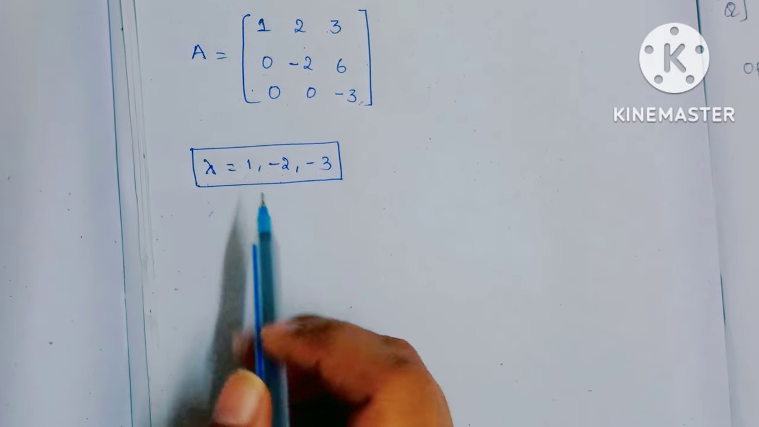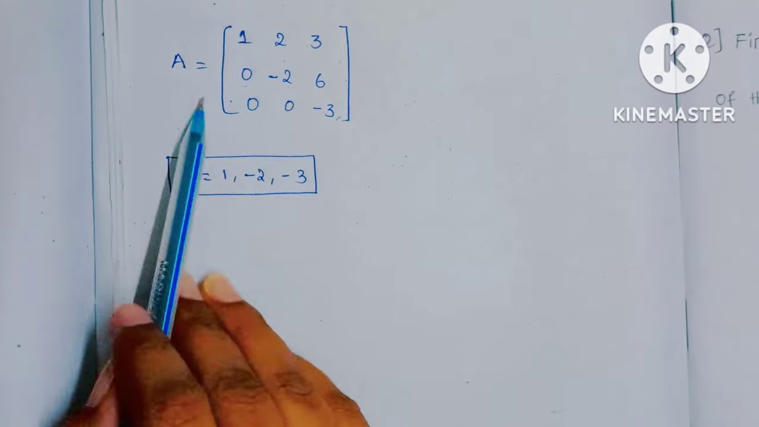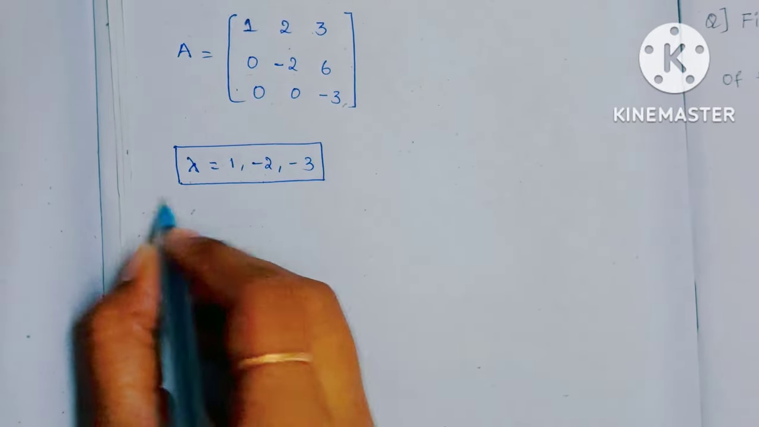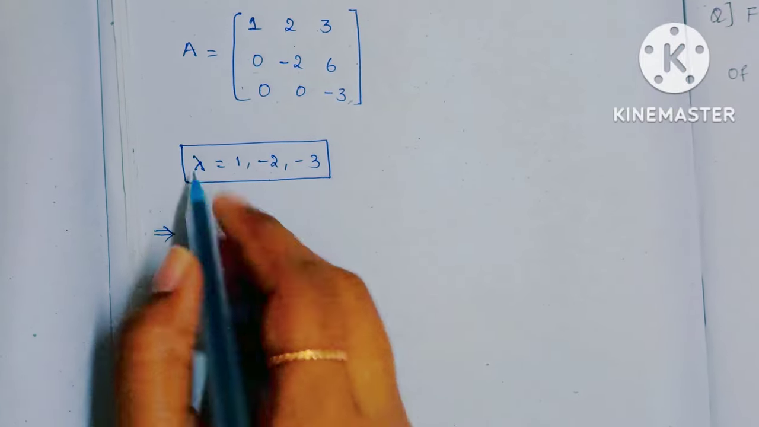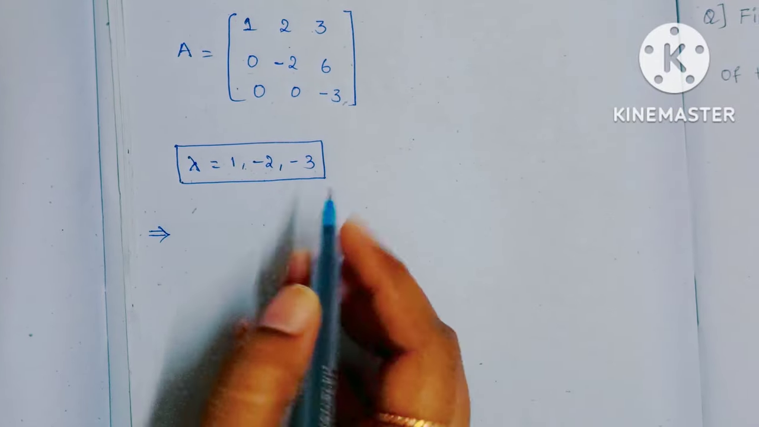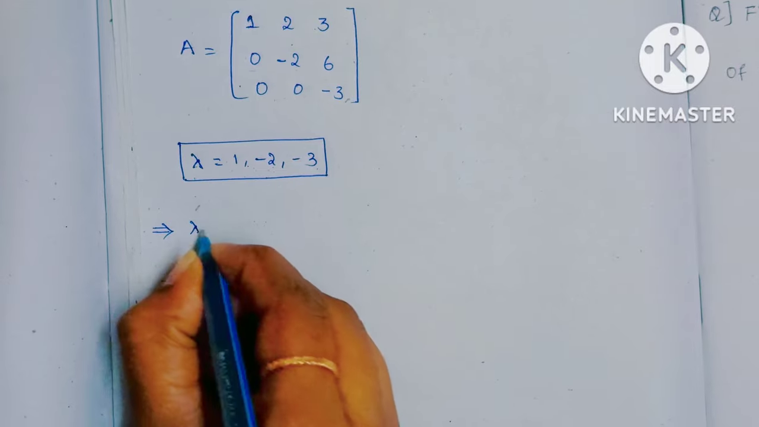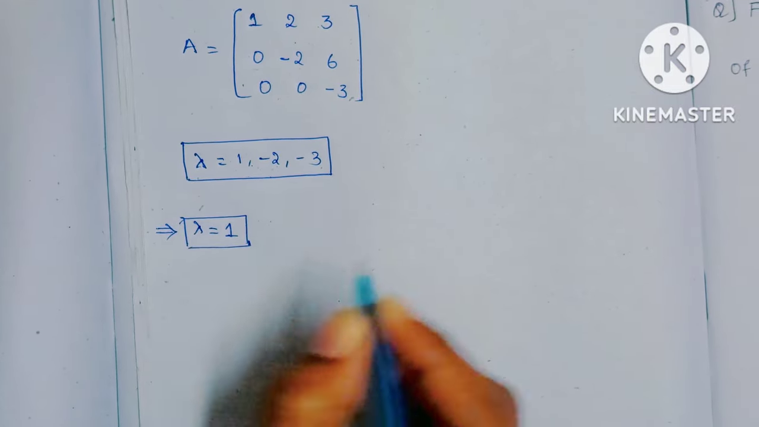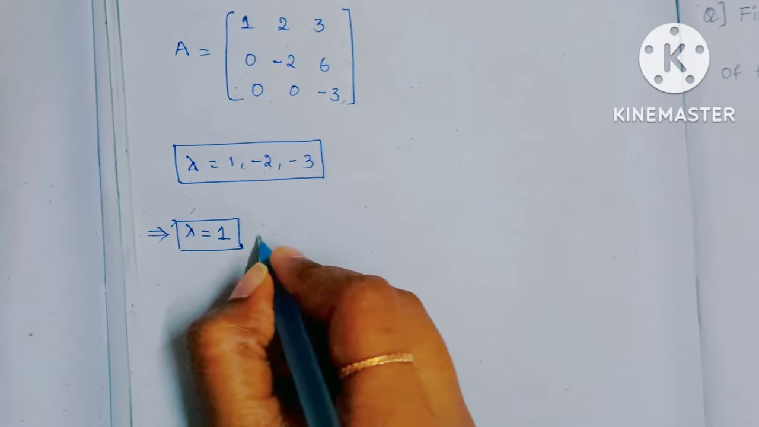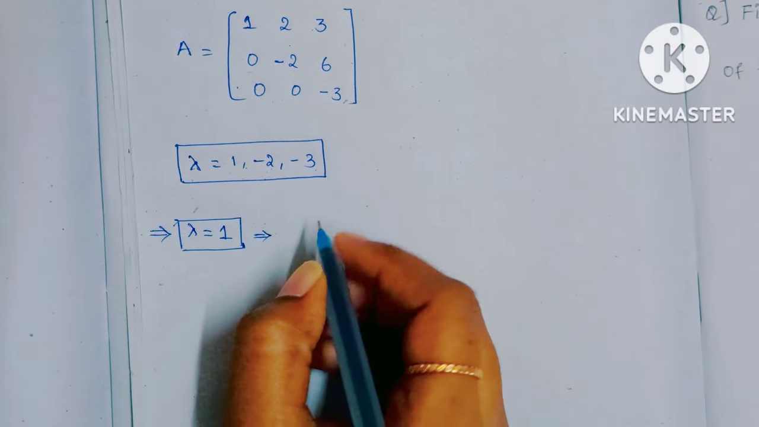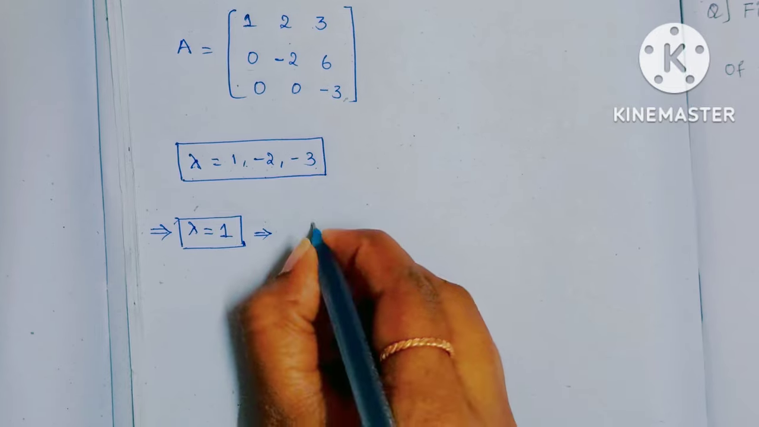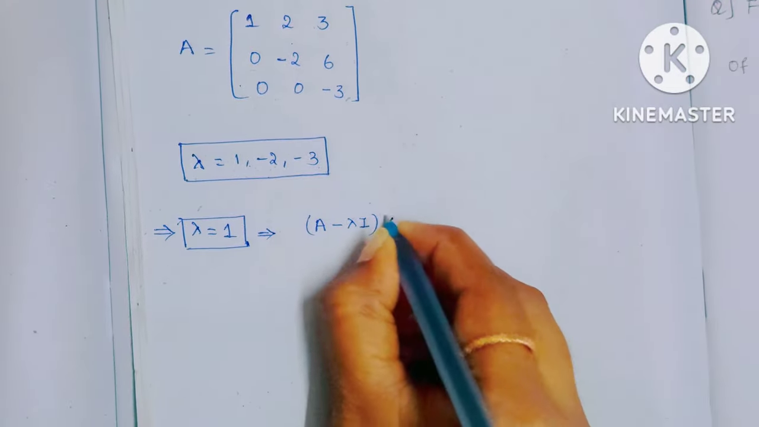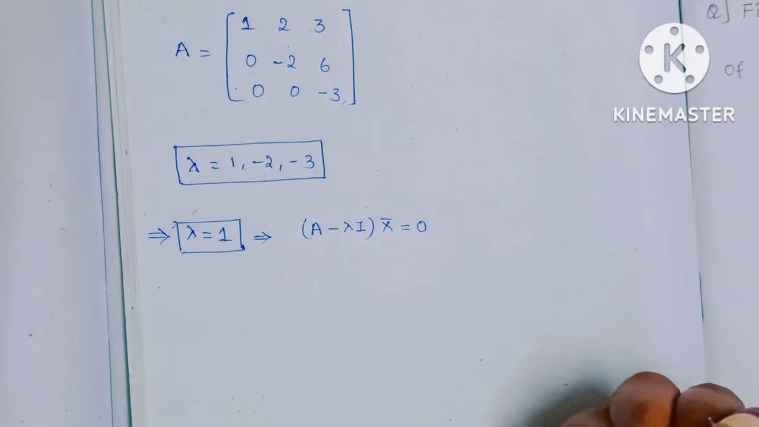Next, we have to find the eigenvectors. Here I wrote the given matrix A and the eigenvalues. We know that the eigenvalues are 1, minus 2, minus 3. So for the eigenvalue lambda equal to 1, we have to find the eigenvectors. The equation to find the eigenvector is A minus lambda I into x bar equal to 0.